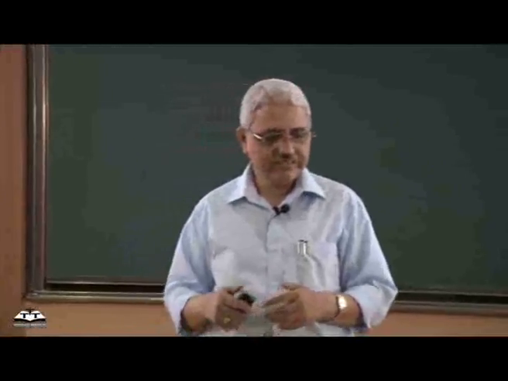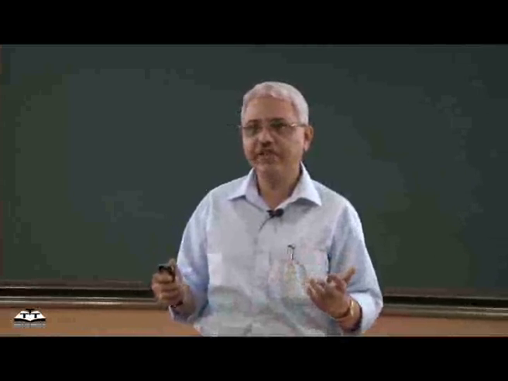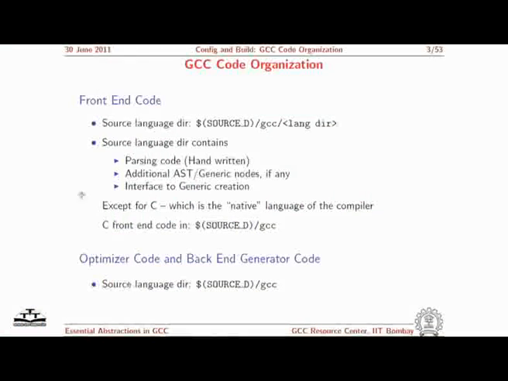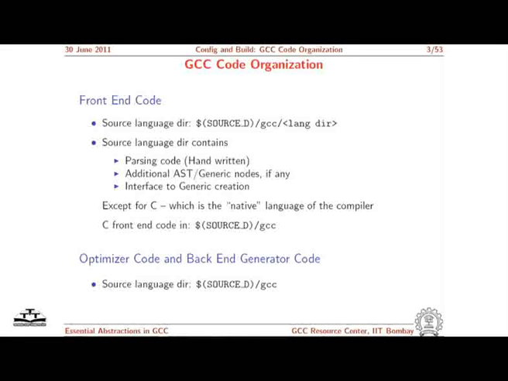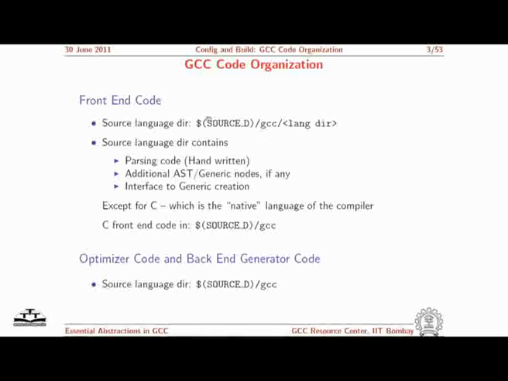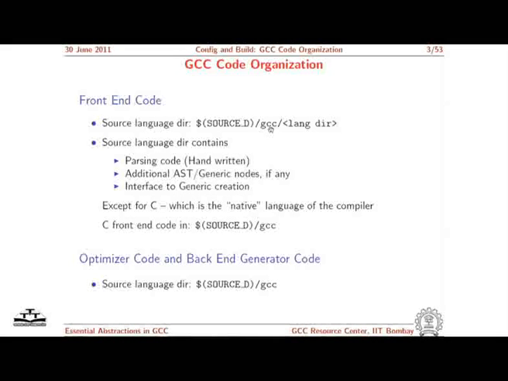Front-end code exists in the source directory, and we're going to use this convention. Our source directory is going to be denoted by a shell variable $source_d. It's not source because source is a built-in shell variable in Linux, so source_d. And so this is where we will assume that we have untarred the GCC source. That's the path to the directory. Within that, there is a subdirectory called gcc. This is where the main compiler code is.